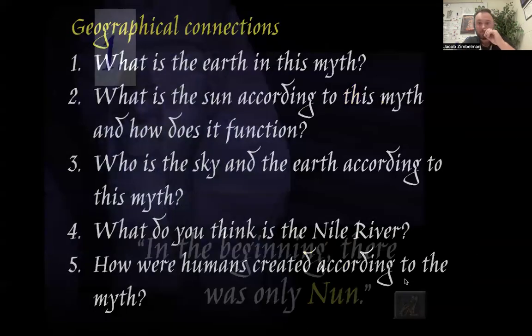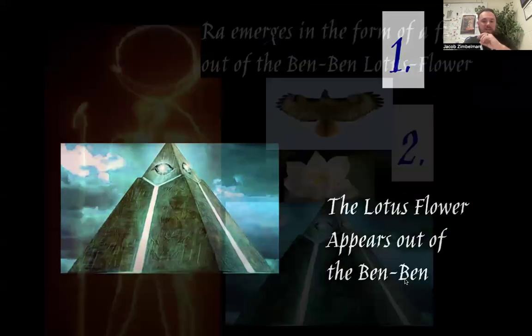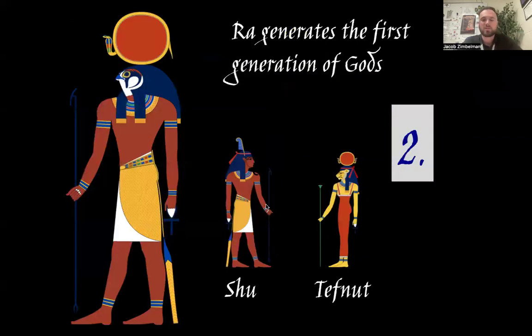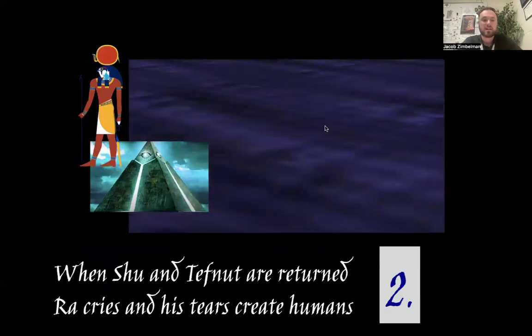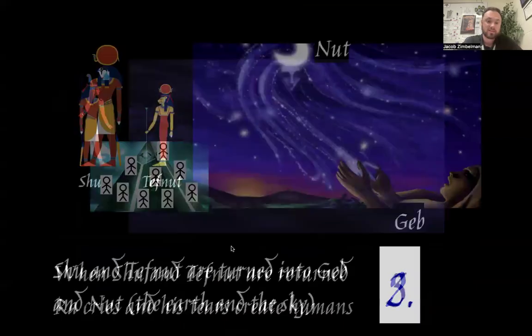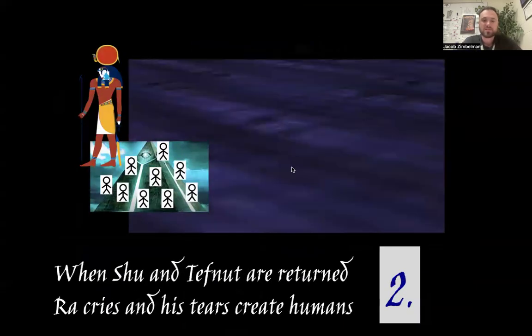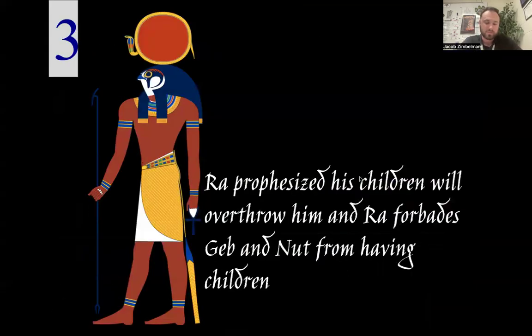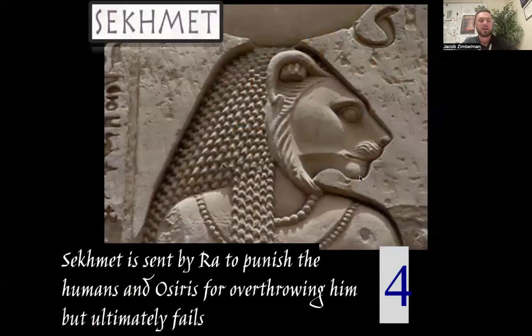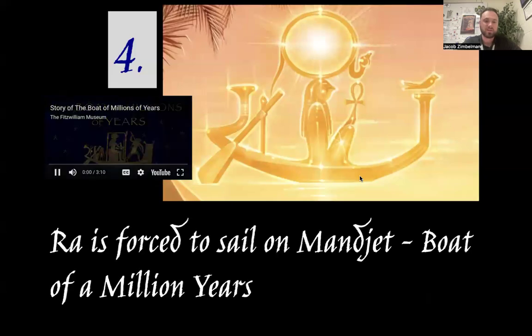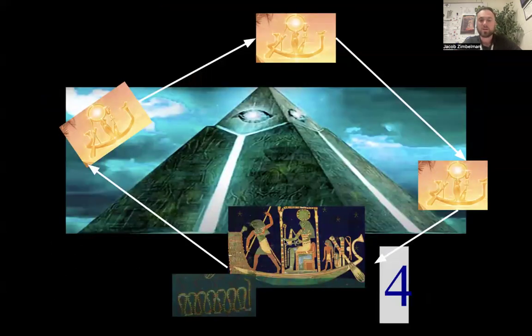And so in class, we talk about the creation myth with the rising of the Benben stone and Ra creating Shu and Tefnut and generating the earth and the sun. And him being the god of creation creates humans with his tears. And ultimately, Ra gets sent on the boat of a million years and tries to punish the humans with Sekhmet, but it ultimately fails. And so on this boat of a million years, Ra every single day rises in the east and sets in the west, and he represents the sun as he is the sun god.